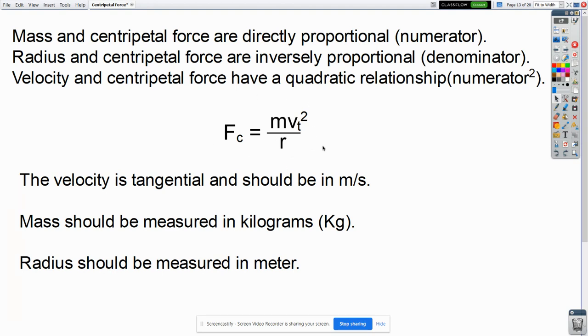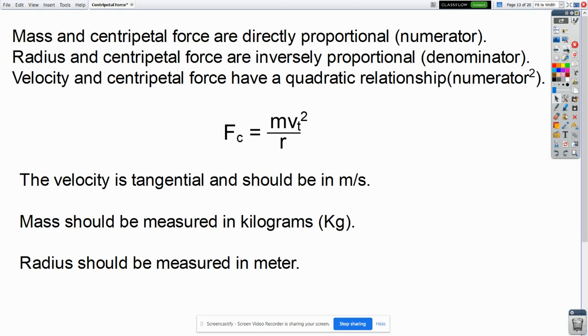Whenever we do this calculation, again, velocity is tangential, and it should be meters per second. So if you had to calculate it, for example, you would use the tangential velocity equation, not the angular velocity equation. There is a different equation for centripetal force that uses angular velocity, but the only one we're going to talk about is this one. Your masses need to be in kilograms, so if they're not in kilograms, you would need to convert it. And your radius would be in meters again. If it's not, you have to convert it.